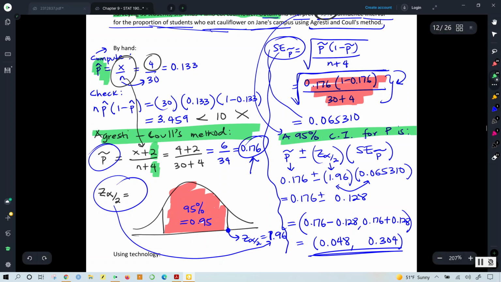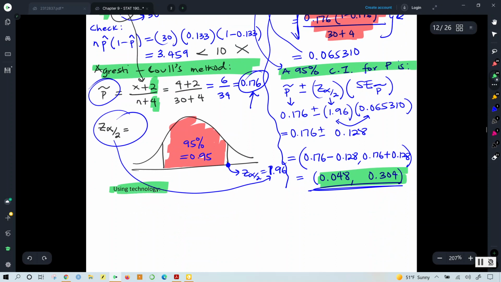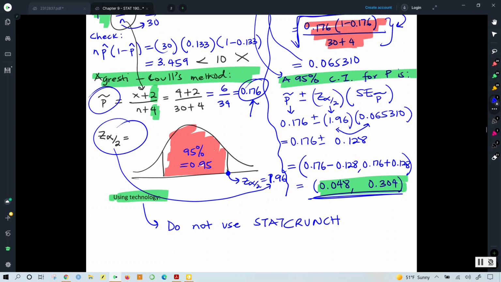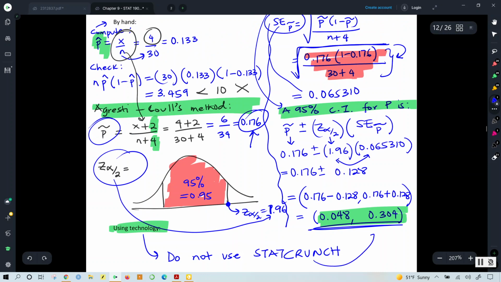So, with that said, we are done with that part of the question. Then we have the part that says we should use technology. I wanted to point out that you should not use StatCrunch in this case. You will need to compute any problem you have on the Agresti-Coull method using hand calculations. So please note that.